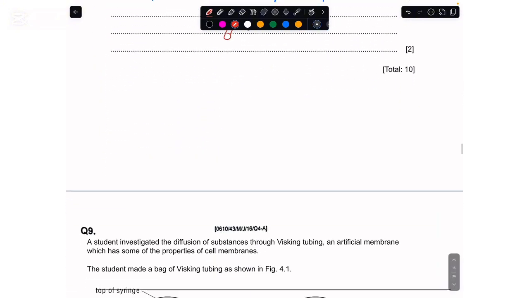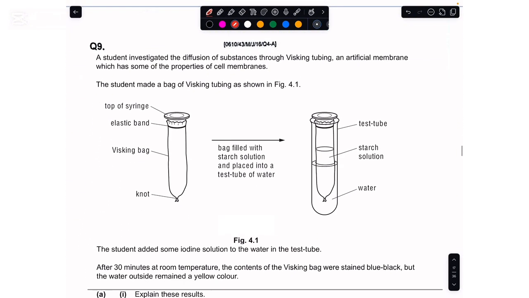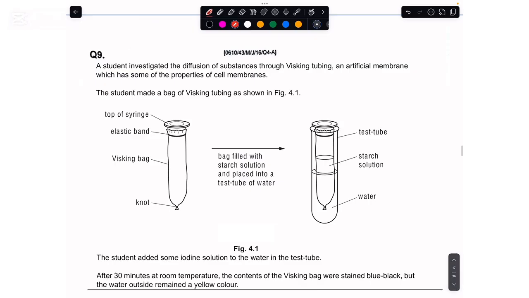Now let us come to this question number 9 that we have got, and this appeared in your May June of 2016, and the variant was 4.3.